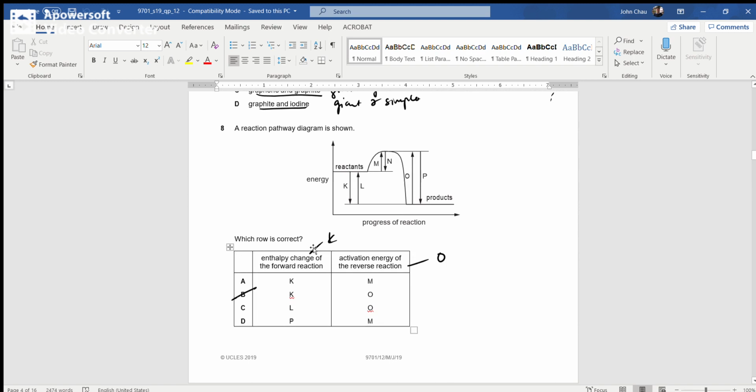Number 8, a reaction pathway diagram is shown. Which row is correct? Enthalpy change is always the difference between the reactant and product, so it's K, because it's going down, so the arrow should be going down. And the activation energy is always the energy that you need to overcome, right? Imagine you are here and you want to go to the other side, so this is the barrier of energy that you need to overcome.